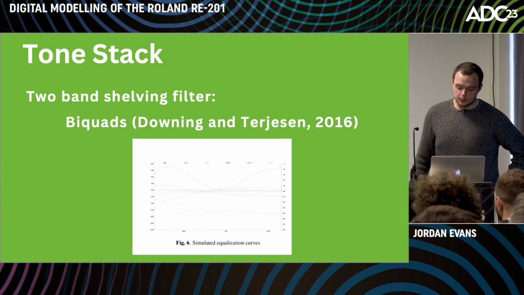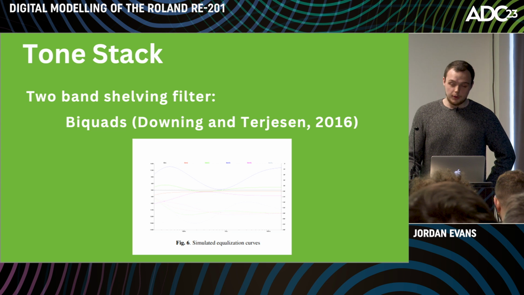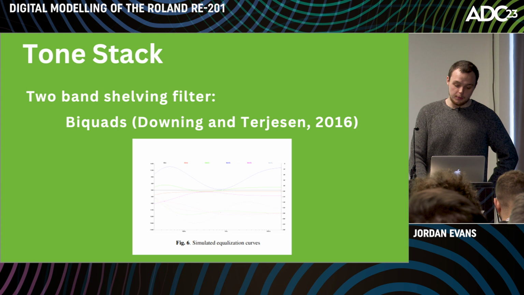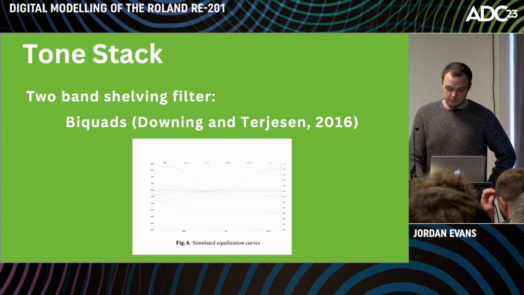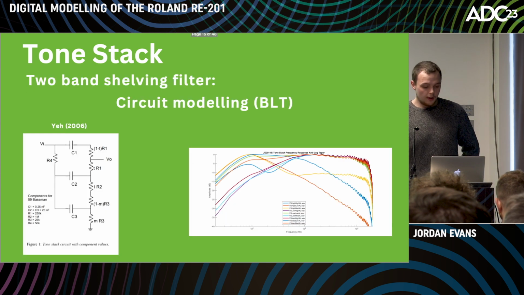One of the simplest ways we could model a tone stack is with biquads. They are the Swiss Army knife of filters. And this has been done by a model by Downing and Terrason in 2016. Again, it's the most basic form, but it does work.